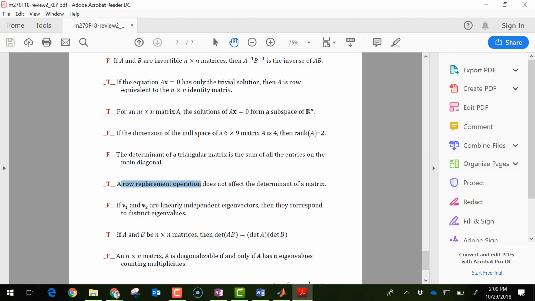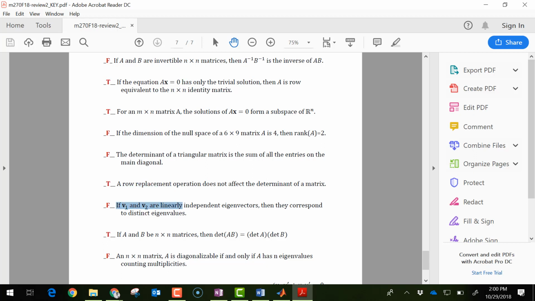A row replacement operation does not affect the determinant of a matrix. When they say row replacement, that's the thing where you multiply a row by something and add it to another row. That does not change the determinant. How about if you multiply a row by something? Yes, the determinant changes by whatever you multiply it by. How about if you switch two rows? Yes, by a negative sign. So this one does not change the determinant.